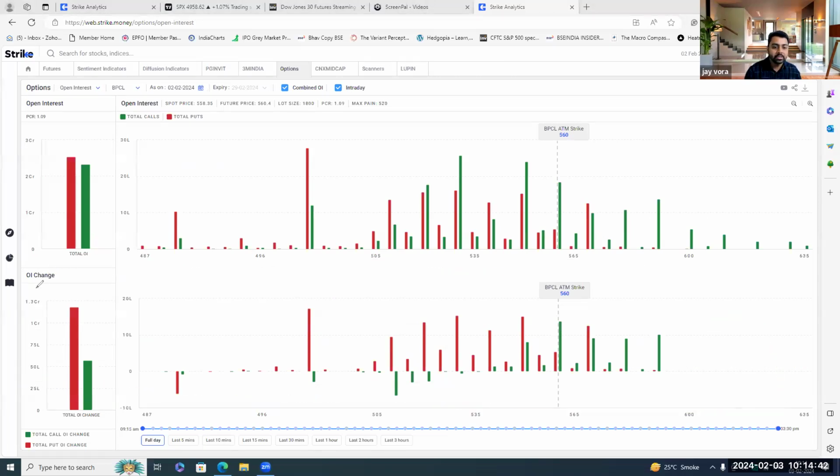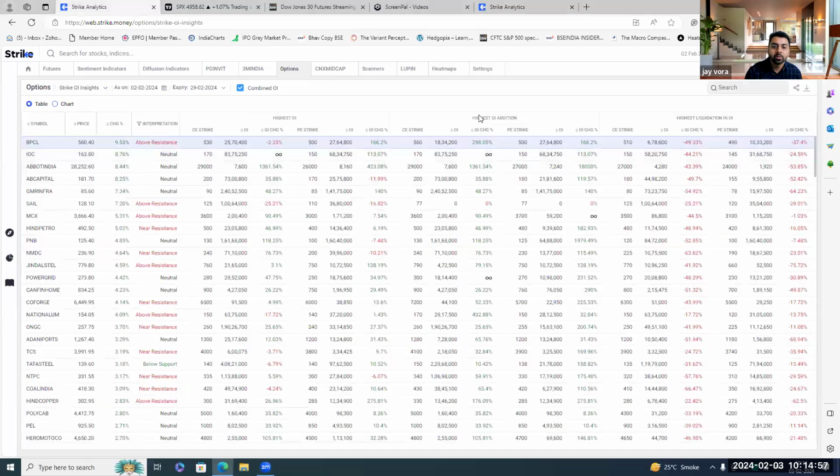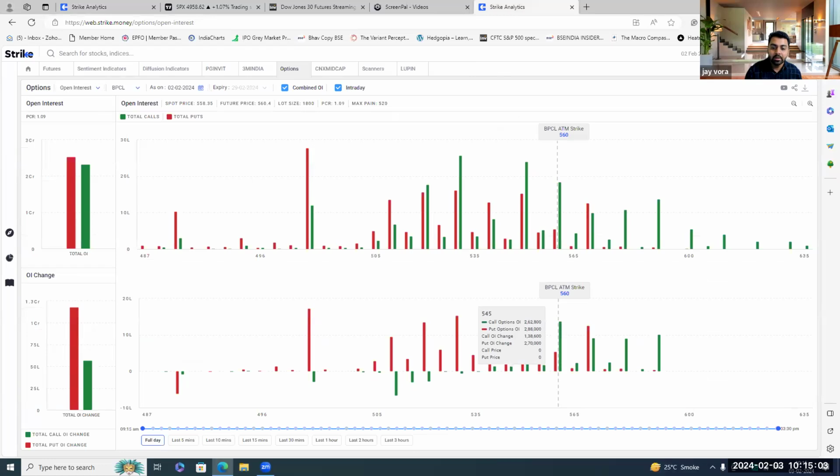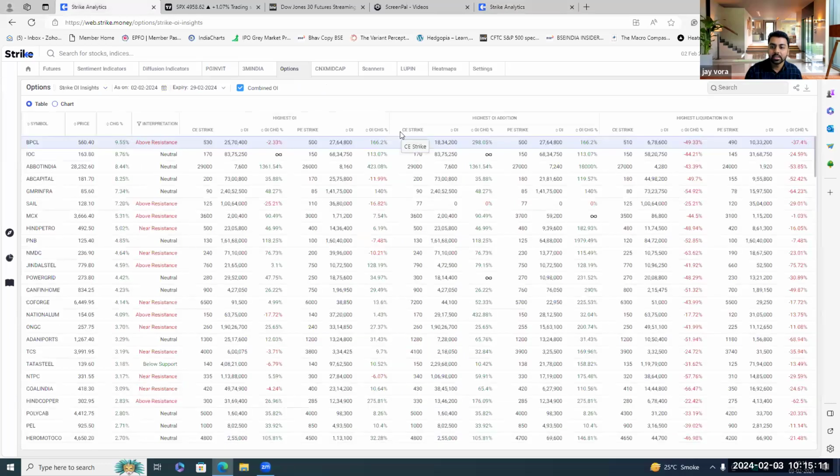Now, in this case, what I mean to say is, where is it that there is the highest OI addition? In puts, you can see that 500 has the highest OI addition among all. So our screen will show you that the highest OI addition is at the 500 put option. Now on the call side, where is the highest OI addition? You can see that it is at the 560 level, and that is what the screen is telling you.